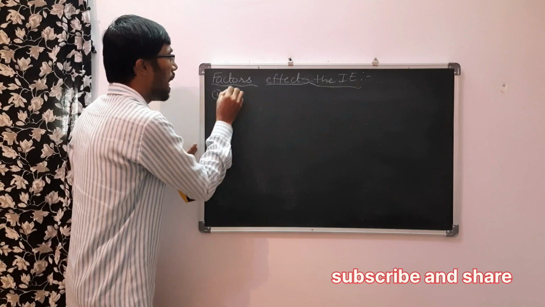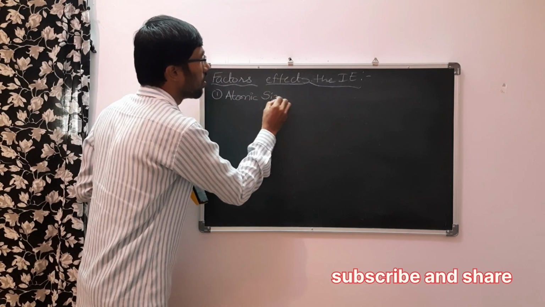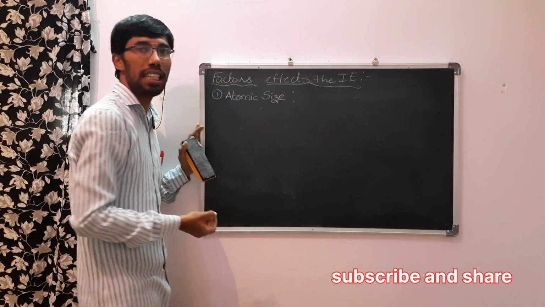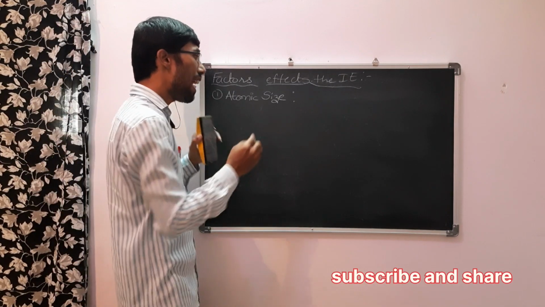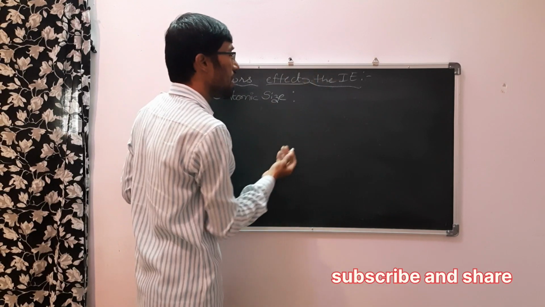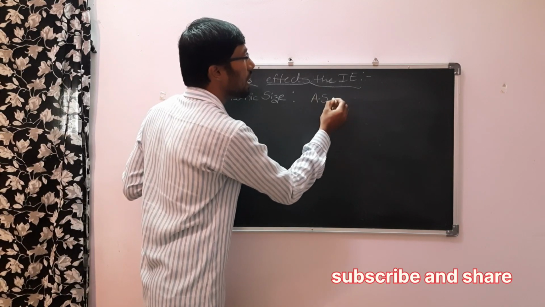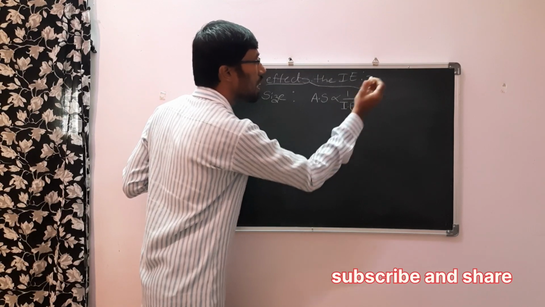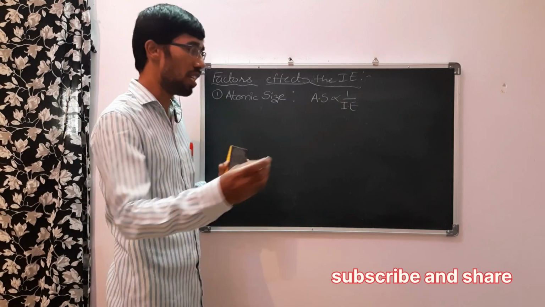So the first one is atomic size. Where atomic size increases, ionization energy decreases. Where atomic size decreases, ionization energy increases. So atomic size is always inversely proportional to ionization energy.